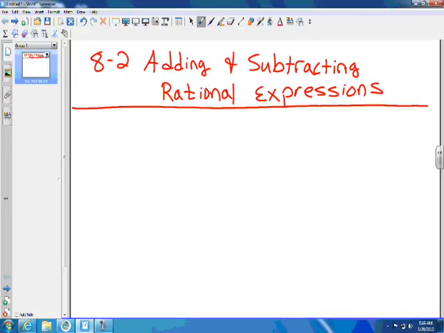Section 8.1, we did multiplying and dividing, and we figured out that dividing was pretty much the same as multiplying. So really, we just did multiplying in Section 8.1, and that was obviously easier than adding and subtracting is. The notes today will be pretty lengthy. There's a lot of stuff going on in each one of these problems.